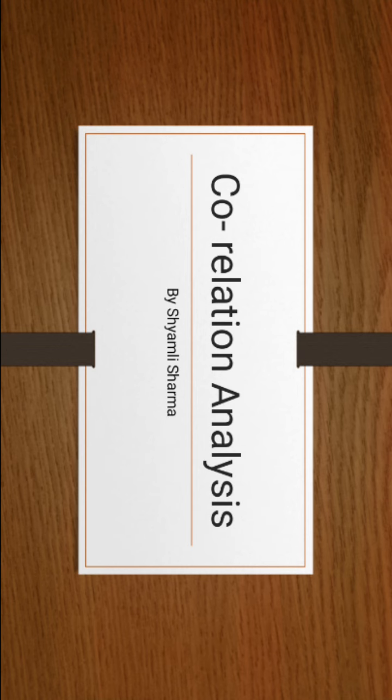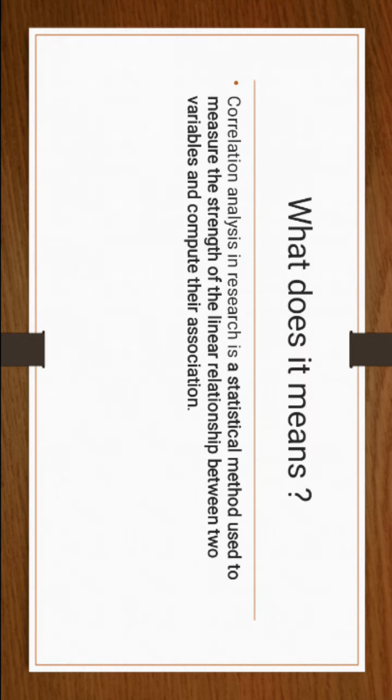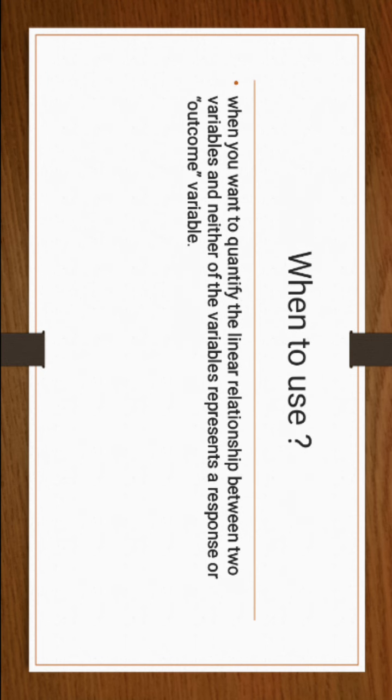Correlation analysis. What exactly is it? It's a very important term from your business statistics concept. So let's move on to what exactly it is and what the uses of this terminology are. What does it mean? It is basically a statistical method used in research and development in order to measure the linear relationship between variables and compute their association.